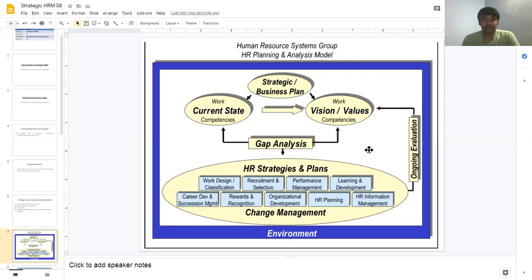The last comes career development and succession management. Once the learning and development is given to the employees, and all the employees have set themselves for the proper learning and development activities, no doubt the career development of an individual as well as the overall organizational success will be there. So this is a brief look at the broad HR planning model and analytical model of human resource planning in an organization.